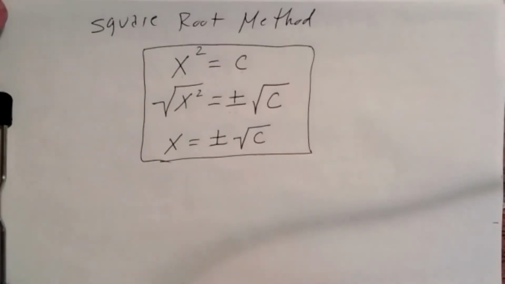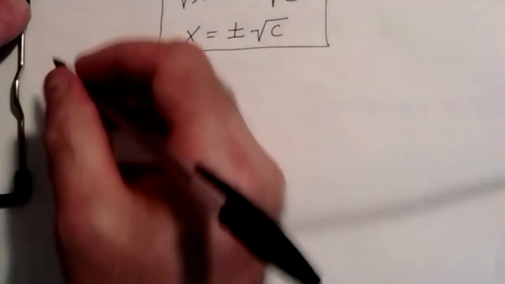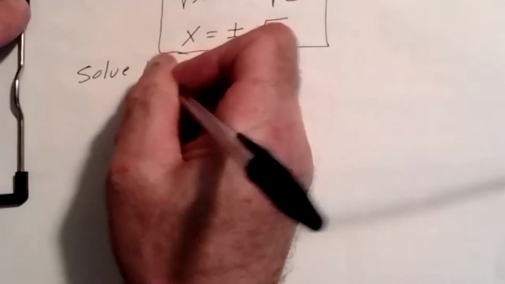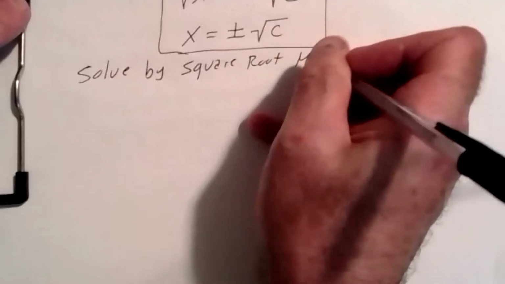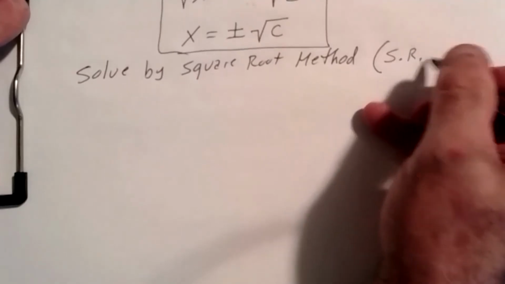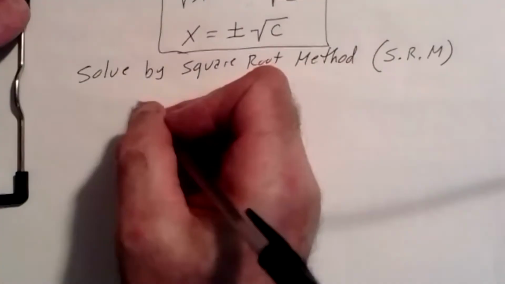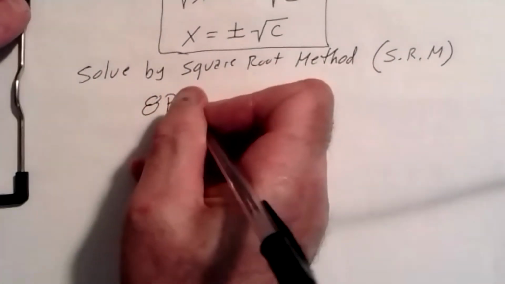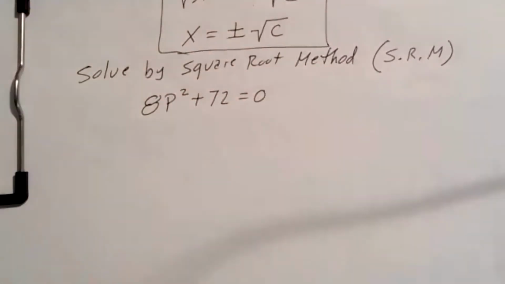All right, here we go. So we're going to try to solve by square root method. SRM, I will abbreviate it, square root method. All right, here we go. Here's one. Let's have 8p squared plus 72 is equal to 0. We want to solve this quadratic equation for its two solutions using the square root method.